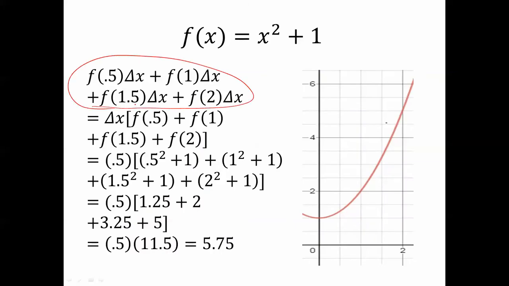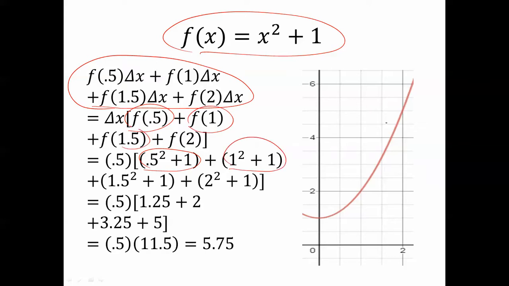Okay, now let's factor out the delta x. So we get delta x times f(0.5) + f(1) + f(1.5) + f(2). But we know what f(x) is. f(x) is x² + 1. So f(0.5), for example, is going to be 0.5² + 1. f(1) is 1² + 1, f(1.5) is 1.5² + 1, and f(2) is 2² + 1. Calculate this, we get this, multiply it out, and we end up with 5.75. So that is our estimate for the area under the curve.